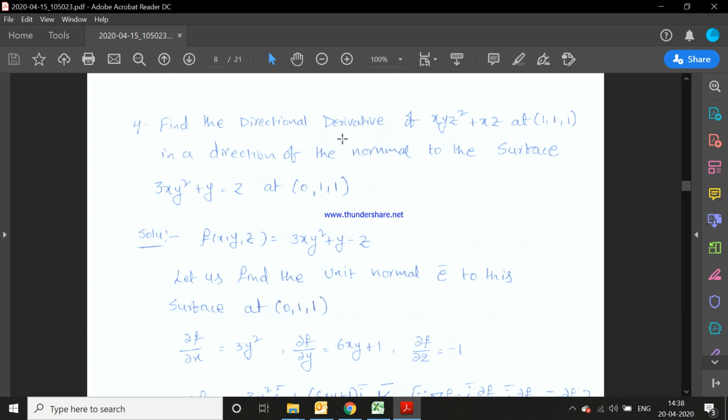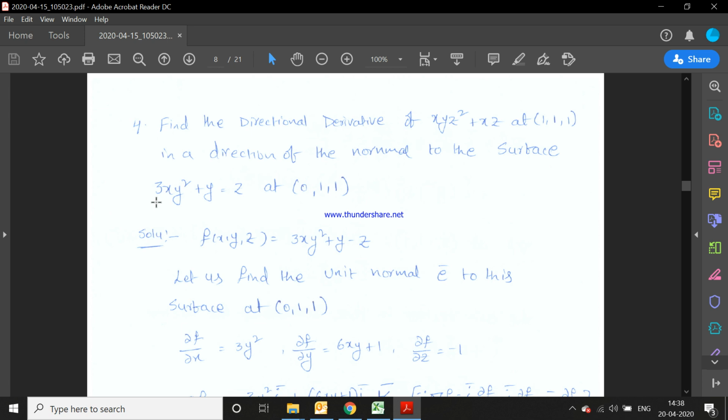First example: find the directional derivative of xyz square plus xz at (1, 1, 1) in the direction of the normal to the surface 3xy square plus y equal to z at (0, 1, 1). Here in this example they give two surfaces. For this function we find the directional derivative at (1, 1, 1), and for this surface you can find the unit normal vector.